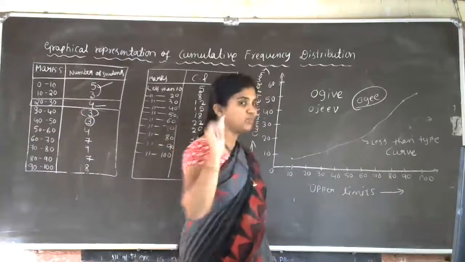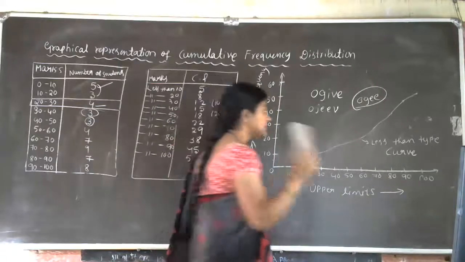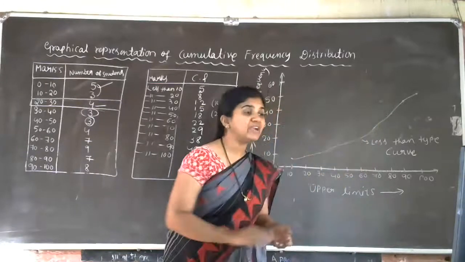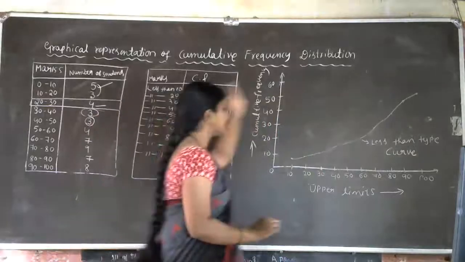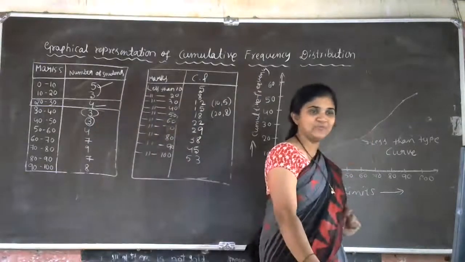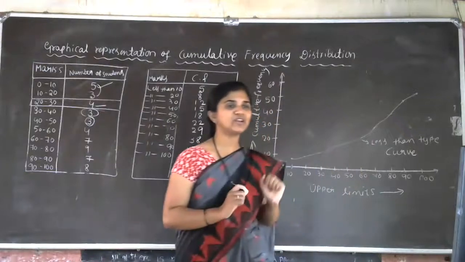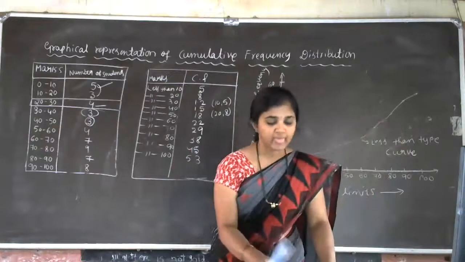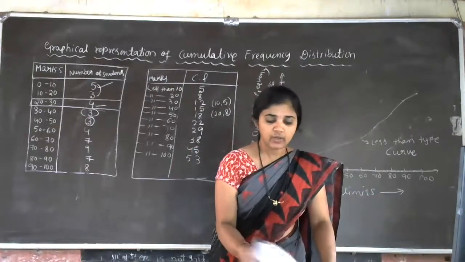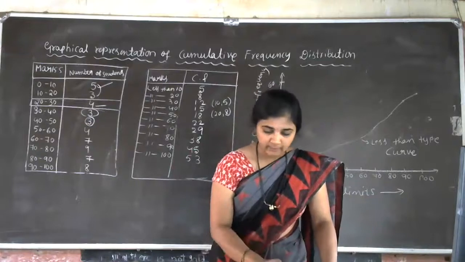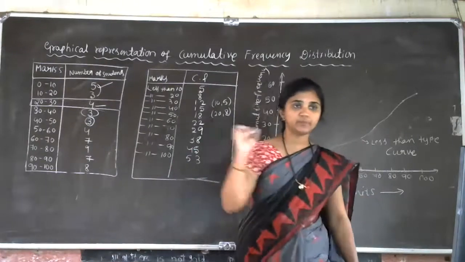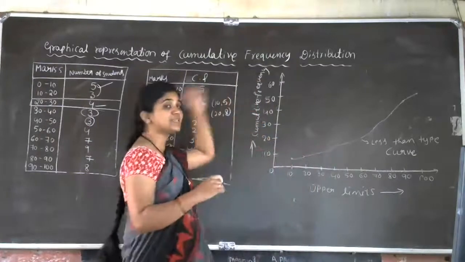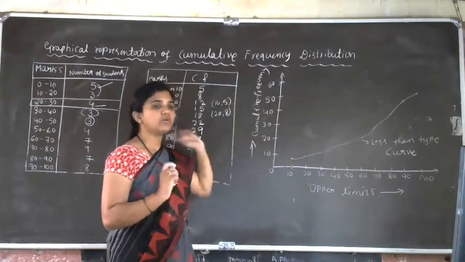Before going to start more than type ogive construction, I want to tell one thing, that is the median concept. We can find out the median of this group data with the help of this ogive. How can we find out the median of this data? I think everyone is having the same problem in your book, no? For that problem, the median is 66.4. So from the calculation with the formula, we got the median 66.4. Now using this graph, we have to get the median. How to find out the median?